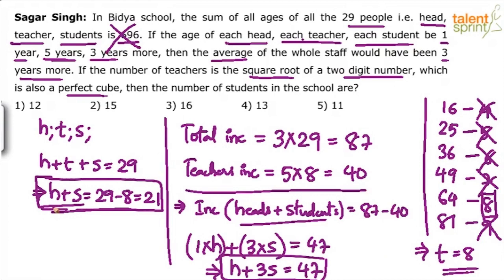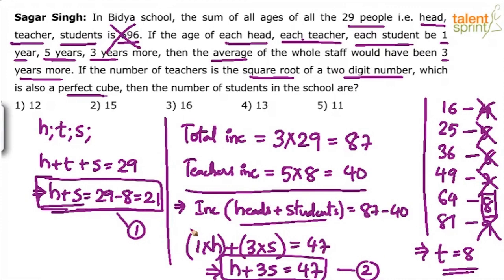Can you solve? Yes. Subtract, what happens? Subtract the 2. This is equation number 1. This is equation number 2. So H plus 3S minus H minus S. So H and H get cancelled. 3S minus S, 2S. 2S equals 47 minus 21, 26. 2S is 26. S is equal to 13.